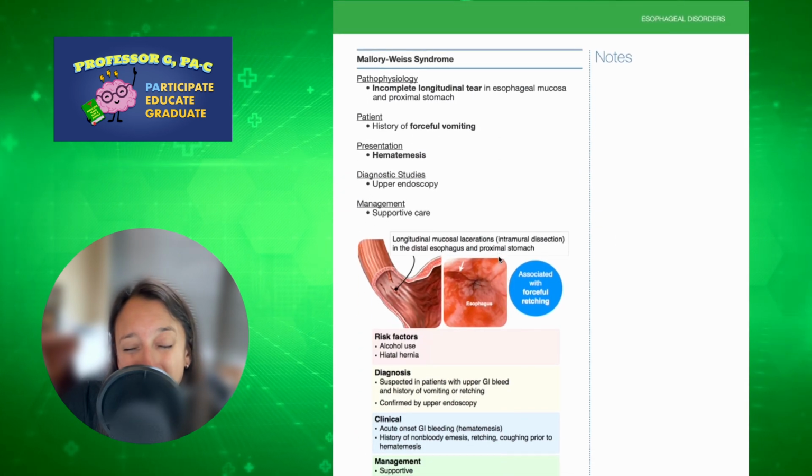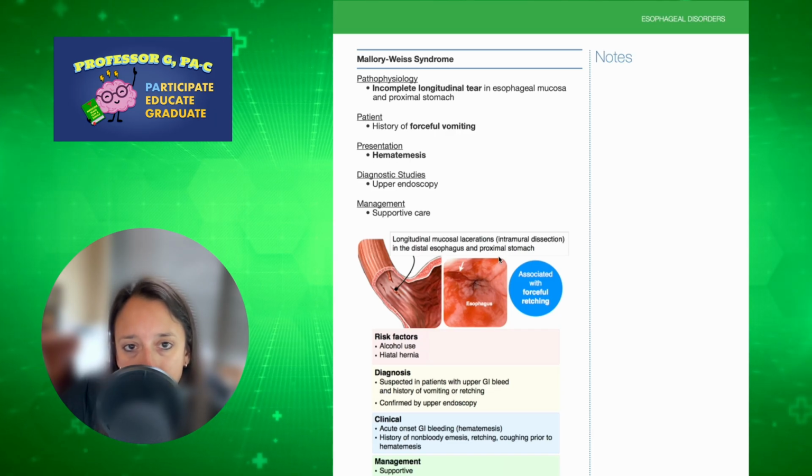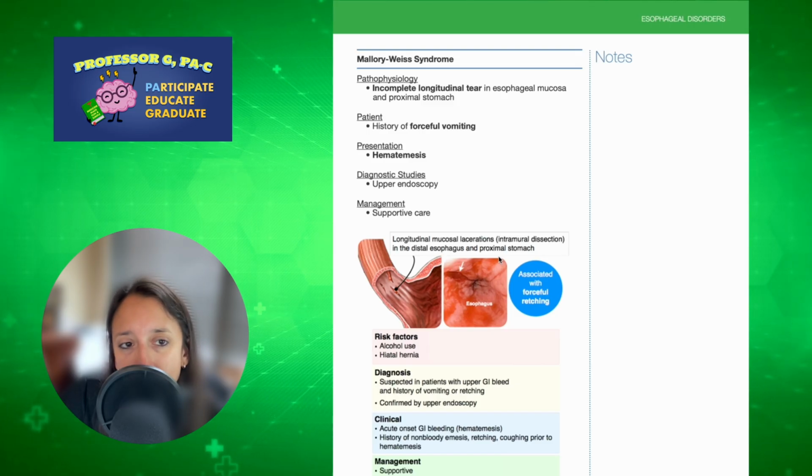Mallory-Weiss syndrome. Mallory-Weiss syndrome is essentially little tiny cuts within the distal esophagus caused by retching or forceful vomiting. So we'll see incomplete longitudinal tears in the esophageal mucosa and proximal stomach. The history is going to be either an alcoholic or a frat brother that has binging, and they have retching or forceful vomiting, and they will often have a little bit of bright red blood or hematemesis.